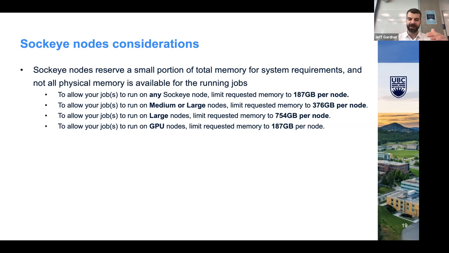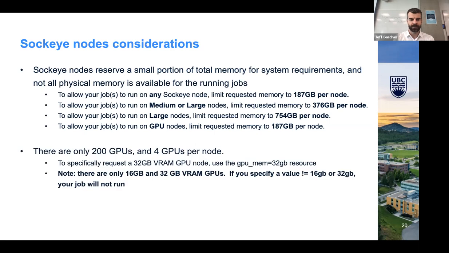We also have a guideline for the medium and large nodes. We have a table in our technical user documentation under the About Sockeye section, listing this as well as in our job monitoring and troubleshooting page. And we'll reference this again. But it's usually good practice, if you do need to max out your memory, to take off 5 to 10 GB from the limit to be able to run on any node or a specific node.